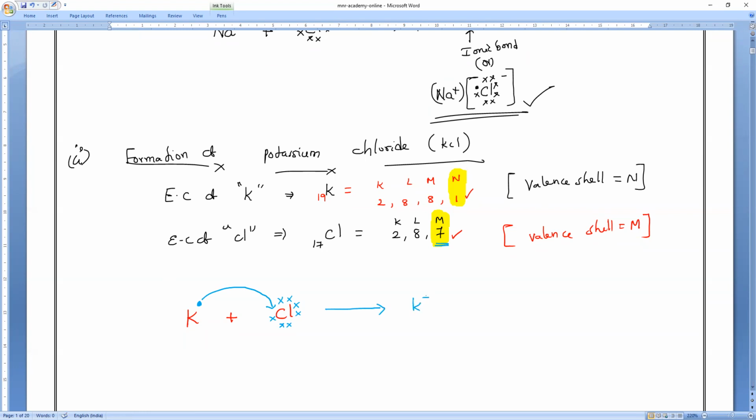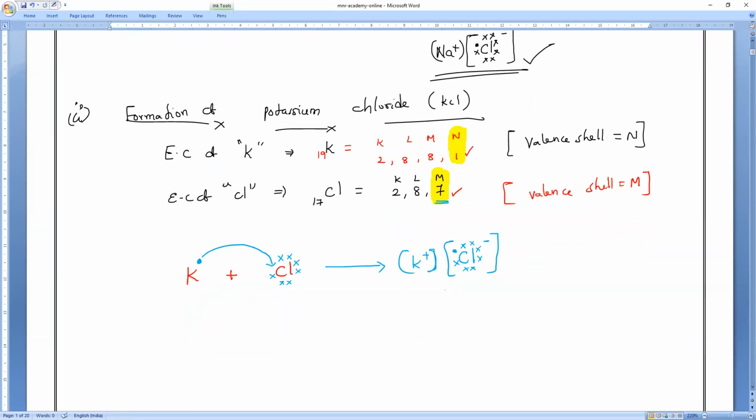So according to NCERT, you write K plus, and here Cl, you should represent everything perfectly. See, without valence electrons, it is wrong. Clear? So it is forming K plus. The dots indicate something. What is that bond, everybody? It is called an ionic bond, or we can say what bond? Electrovalent bond. Okay, so that is one.